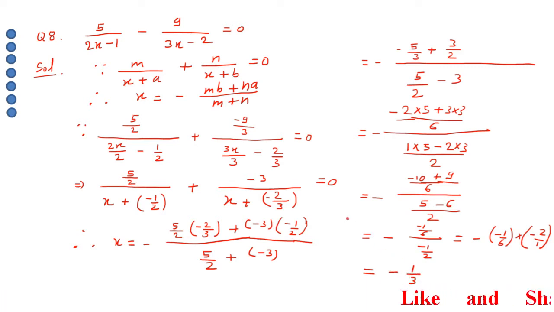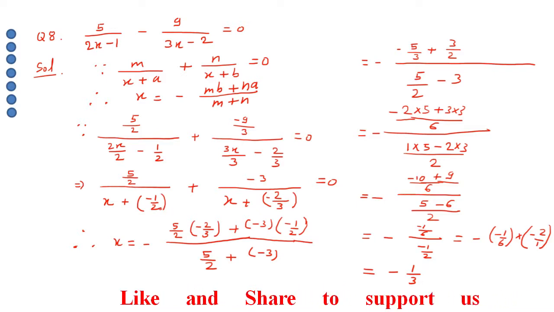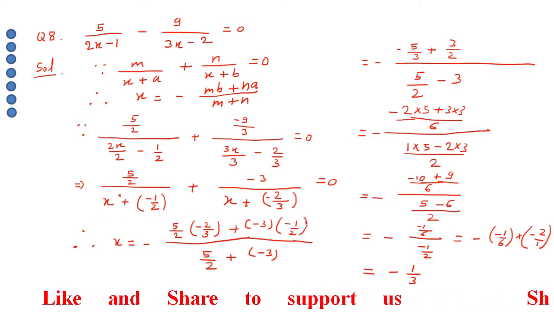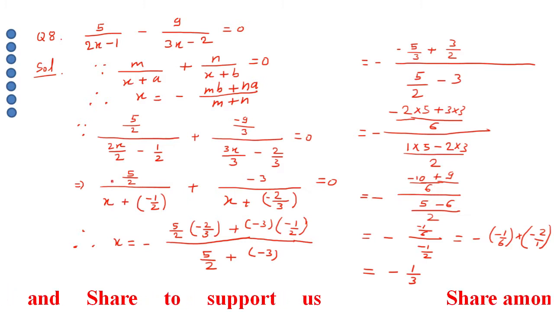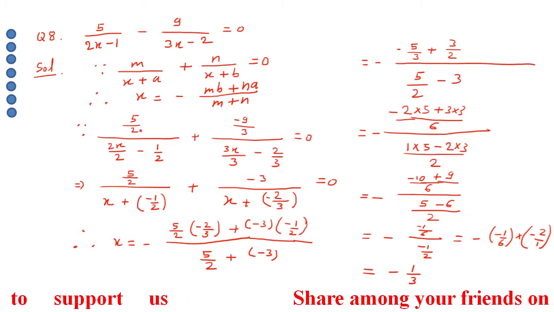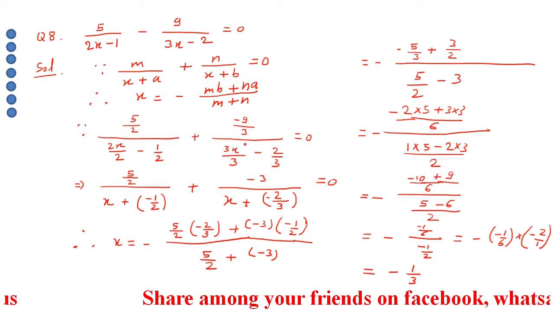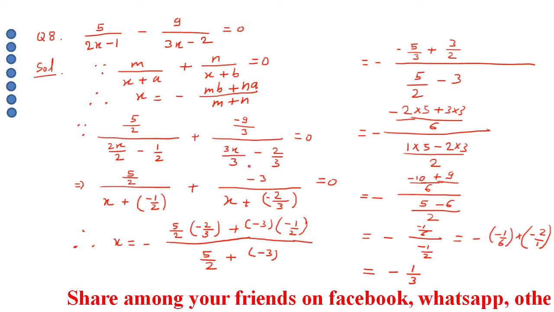So once again I just want to explain this question. Very easy but conceptual based question. First step is you have to bring the coefficient of x to 1. For that, whatever will be the coefficient of x, that is 2, so multiply the numerator and denominator by 2. Here also the coefficient of x is 3, so multiply the numerator and denominator by 3.